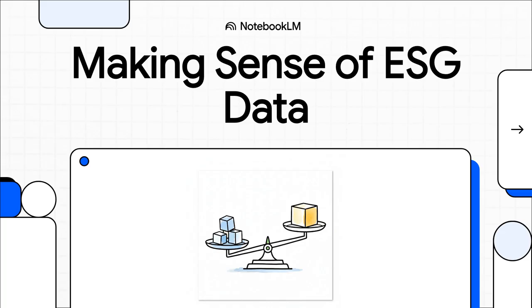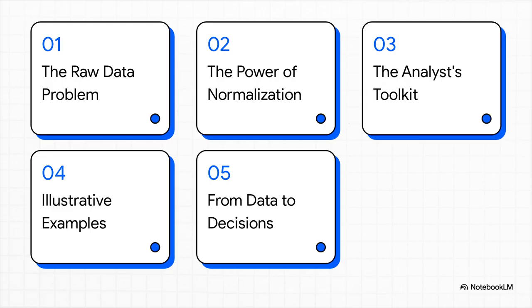It's called normalization, and it's the real key to unlocking the true story behind all that ESG data. So here's our game plan. First, we're going to look at why raw data can lead us down the wrong path. Then, we'll get into what normalization actually is and how it gives us that missing context. After that, we'll unpack the analyst's toolkit, basically when and how you should use it. Then, we'll walk through 4 quick examples to really see it in action, and finally, we'll tie it all back to making smarter, better strategic decisions.